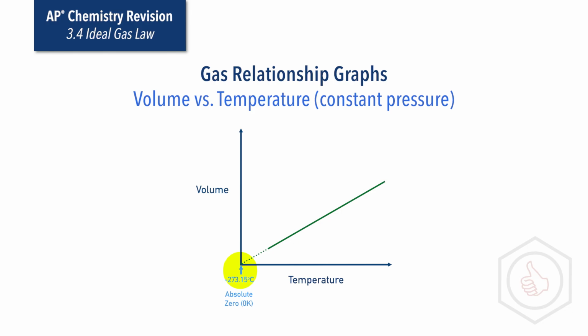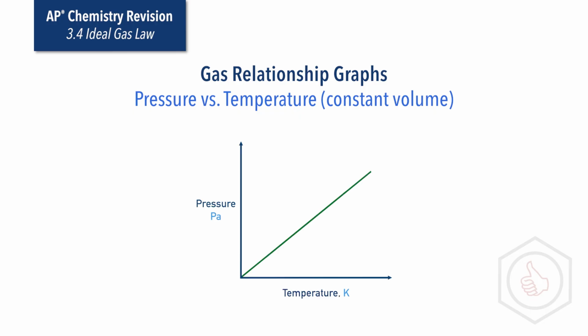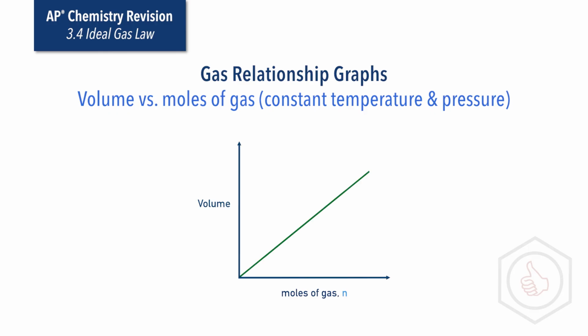Volume versus temperature at a constant pressure gives a direct relationship, Charles's law. As temperature increases, volume increases. Pressure versus temperature at constant volume also gives a direct relationship, Gay-Lussac's law. As temperature increases, pressure increases. Volume against moles of gas at a constant temperature and pressure also gives a direct relationship, Avogadro's law, where more moles equals a greater volume of gas.